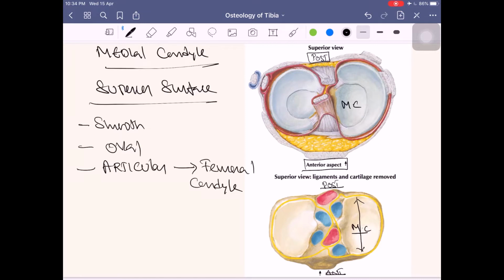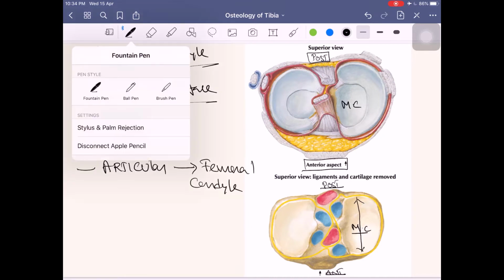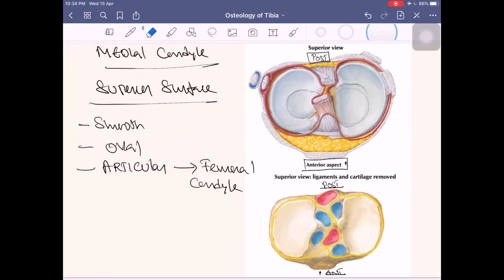So here also this is your medial condyle. If you see the central part of it, this is the central portion. The central part is concave, whereas the peripheral portion, this part outside, this is the periphery. This peripheral part is flat. The central is concave and the peripheral part is flat.